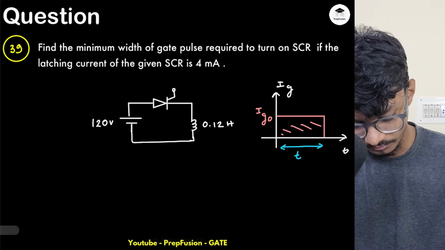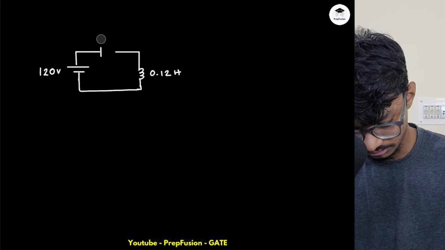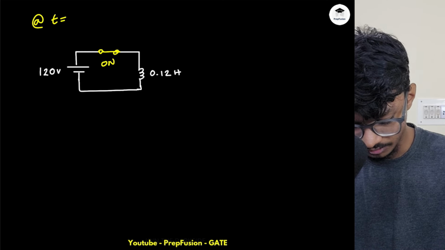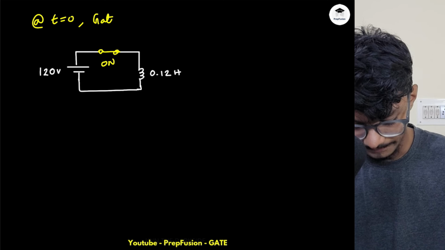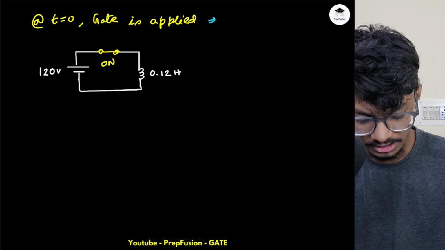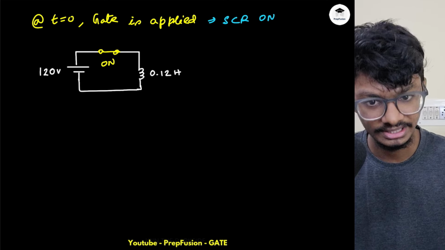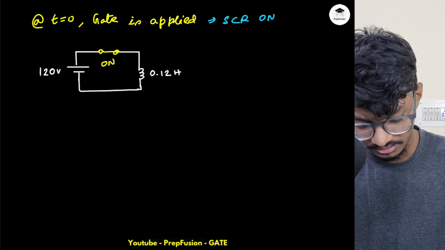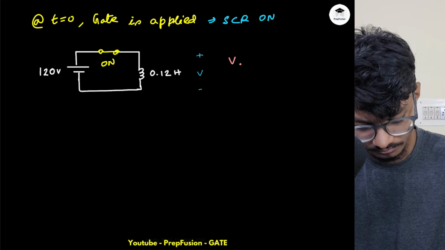So if I just take this circuit, at t equal to 0, the gate current IGO is applied. If the gate is applied, the assumption is the SCR is on immediately. So the SCR has been turned on. Now this is simply a circuit with an inductor and a voltage source. So what is the voltage across the inductor? VL equals 120 volts.